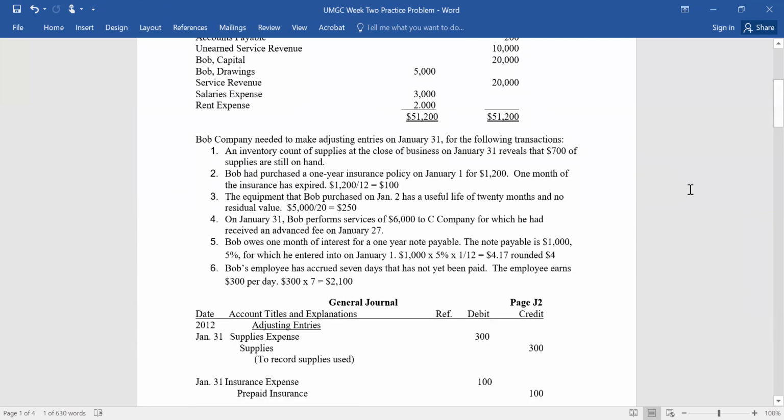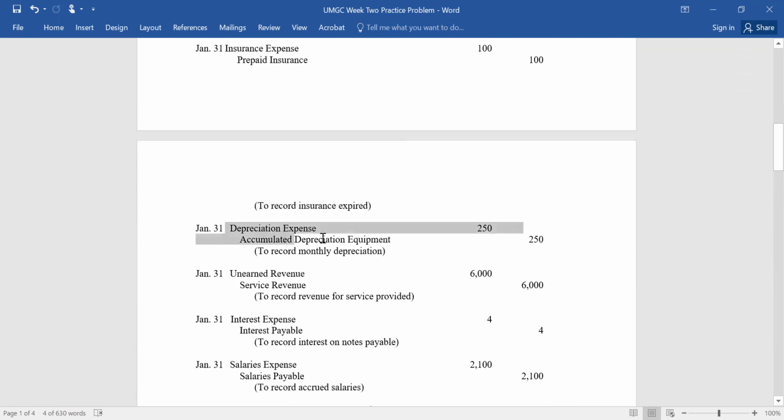Next, the equipment Bob purchased has a useful life of 20 months, no residual value. So to figure out the depreciation per month, it's going to be 5,000 divided by 20 months, which is 250 a month. For that, I'm going to debit an account called depreciation expense, which is $250, and eventually that flows through onto the income statement. And I'm going to credit an account called accumulated depreciation equipment for $250. Accumulated depreciation for equipment eventually goes into the balance sheet, and it is a contra asset account, so it reduces that asset account equipment.